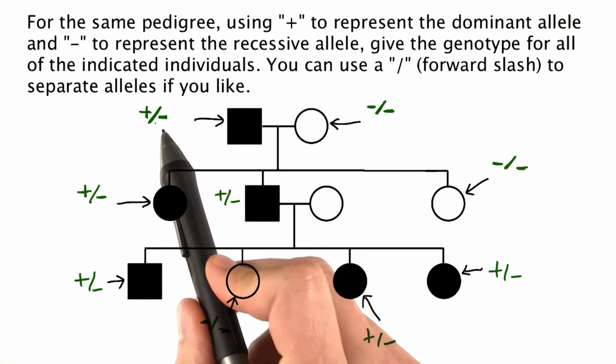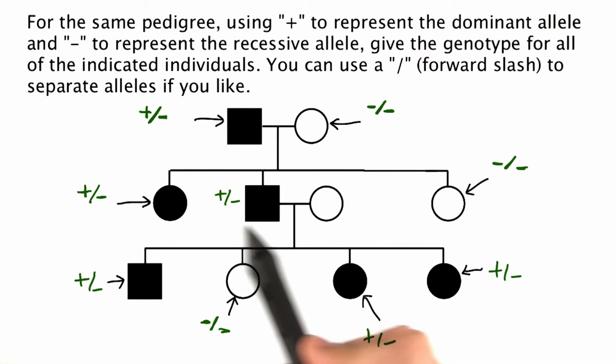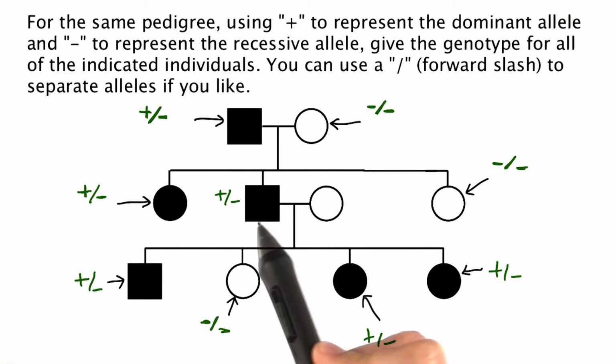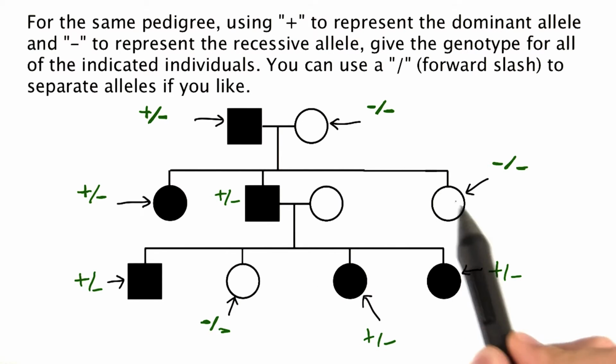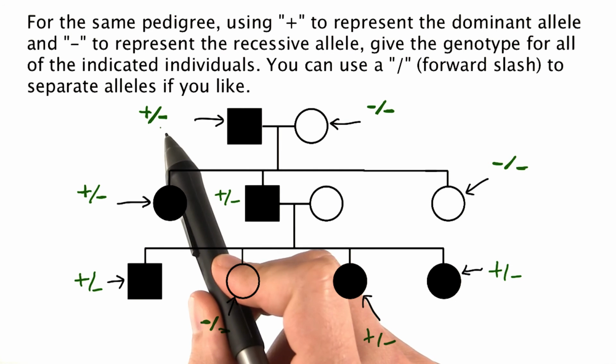We can infer or figure out if they're heterozygous or homozygous by actually looking at whether all of the children were affected or if some were and some weren't. And in this case, one of the children wasn't, so we can assume that the father was heterozygous for the dominant allele.